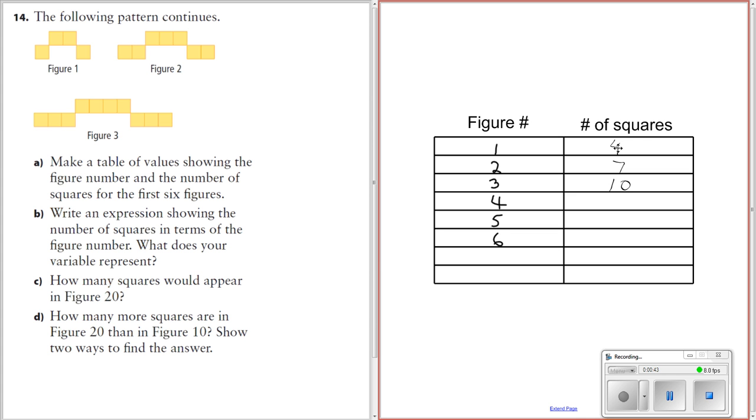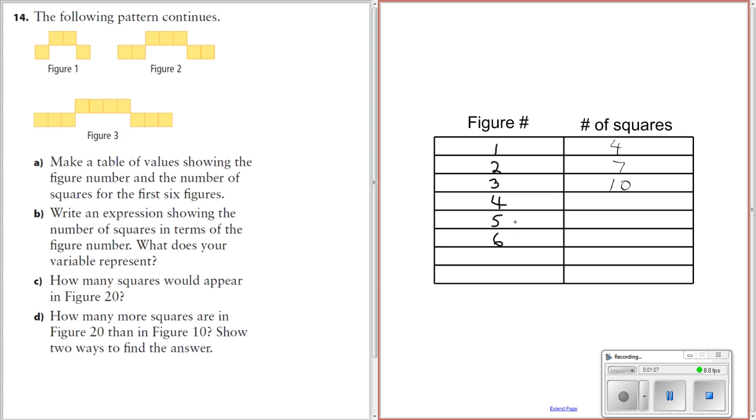Well, if we look here, what are we actually doing with this pattern? We can see that our base was 1, and our roof was 2. Then I added 1 more onto the bases, and 1 more onto the roof. Then I added 1 more onto the bases, and 1 more onto the roof. So each time I go to a different figure, I'm adding 3 more squares onto my pattern.